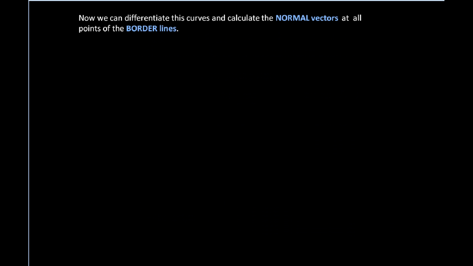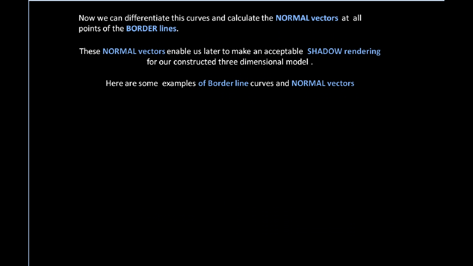Now we can differentiate these curves and calculate the normal vectors at all points of the border lines. These normal vectors enable us later to make an acceptable shadow rendering for our constructed three-dimensional model. Here are some examples of borderline curves and normal vectors.